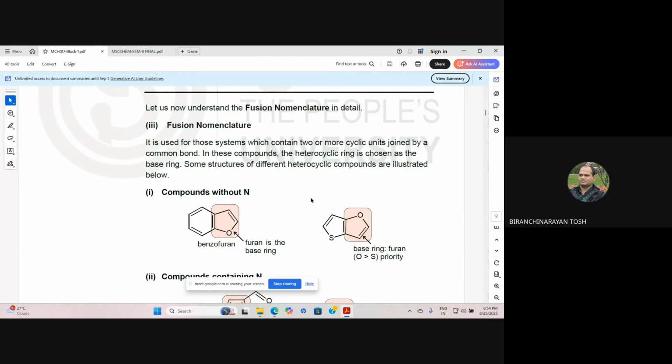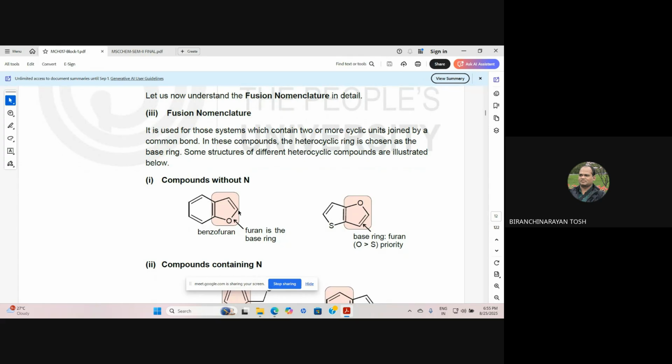We'll move to fusion nomenclature. That means two rings are fused or joined together by a common bond. Two or more cyclic units joined by a common bond. In these compounds, the heterocyclic ring is chosen as the base ring. So when two rings are there and one contains a heteroatom, that will be the base ring. Based upon that, we have to give the nomenclature.